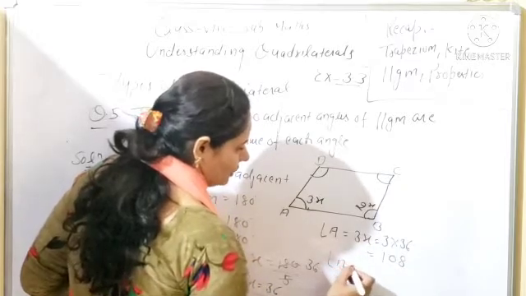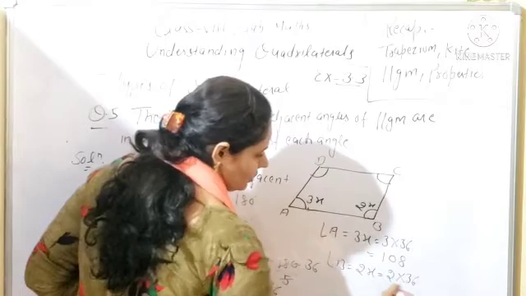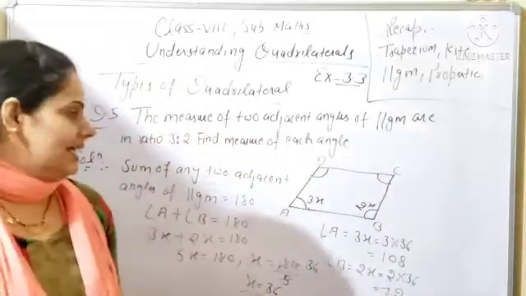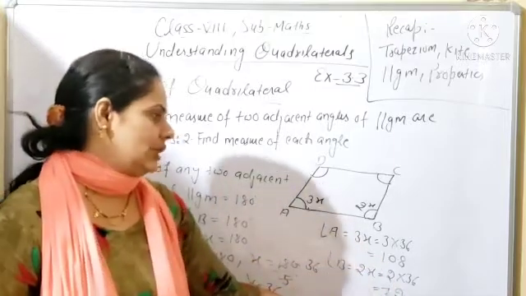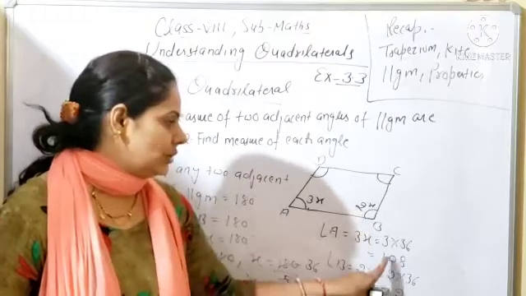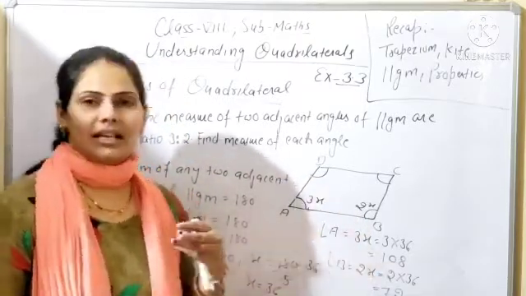Okay. And angle B will be equal to 2x. So put the value of x. So 2 into 36. So it will be 72. Okay. So what are the adjacent angles? So you can say 108 plus 72. And when you do the sum of both the adjacent angles 108 and 72, you will get the answer 180. It means it is correct.